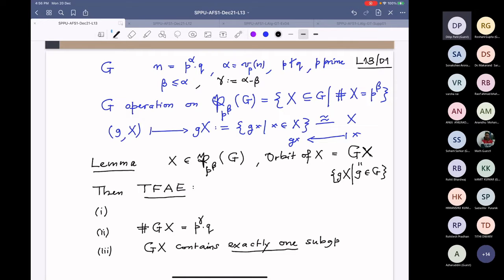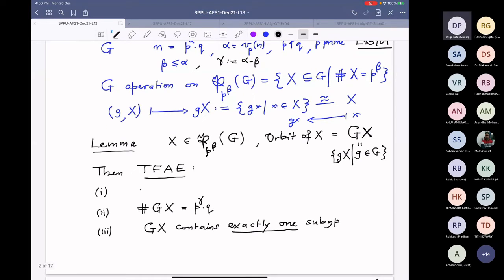And the first one, Vp of the cardinality of the orbit is less equal to gamma. You see, 1 and 2 are completely combinatorial conditions. And the third one is what we want. And you will see the proof is very easy.